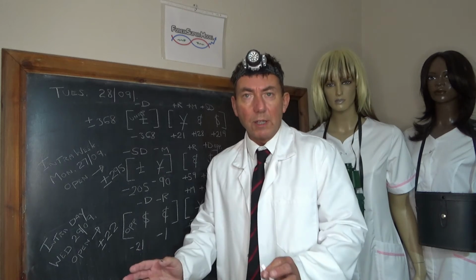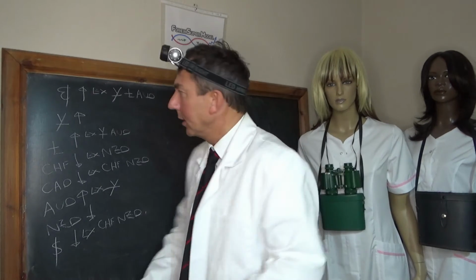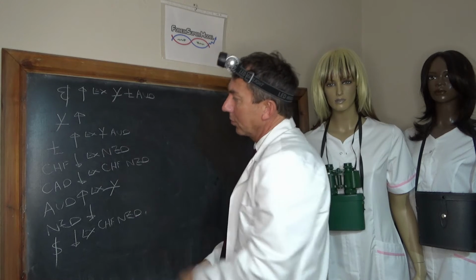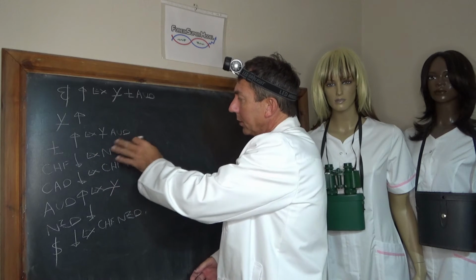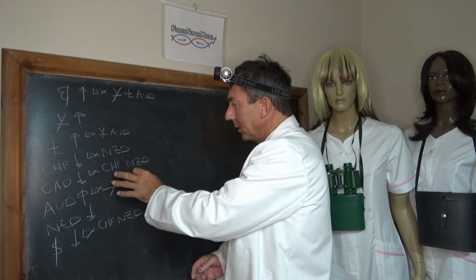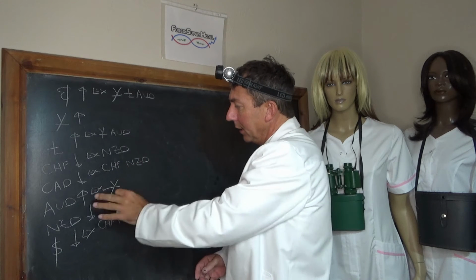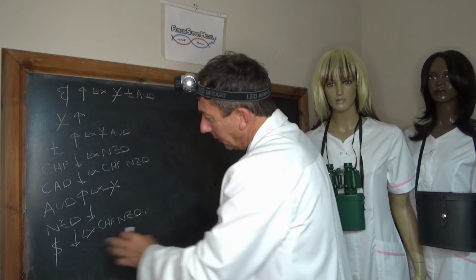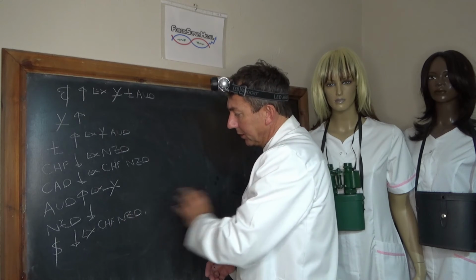So we'll stop it there and write up the flows. Right, we've written up the flows then. So the euro is strong except against the yen, the pound and the AUD. The yen is strong across the board. The pound is strong except against the yen and the AUD. The Swiss is weak except against the NZD. The CAD is weak except against the Swiss and the NZD. The AUD is strong except against the yen. The NZD is weak across the board, and the dollar is weak except against the Swiss and the NZD.